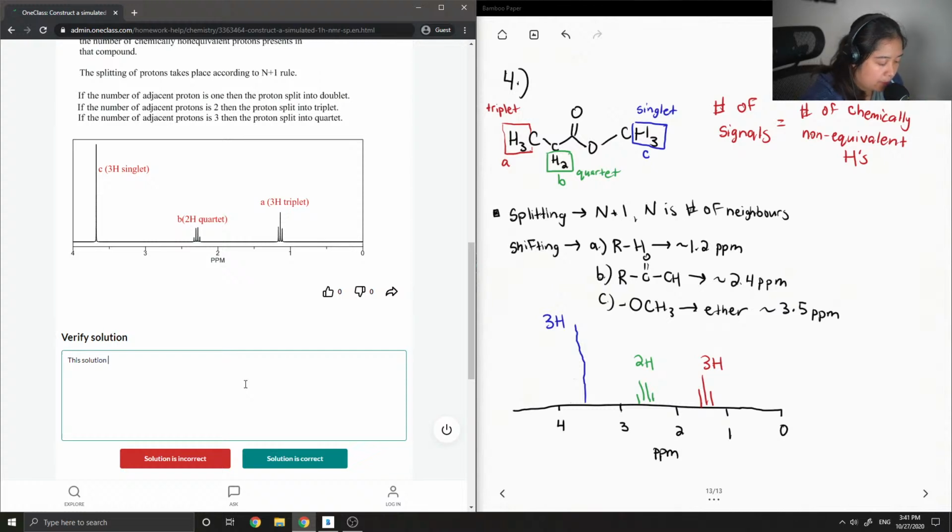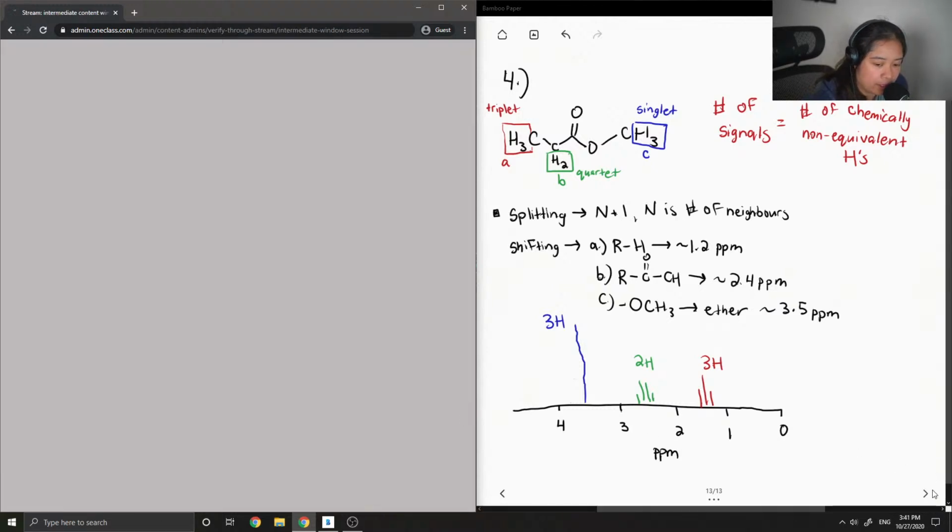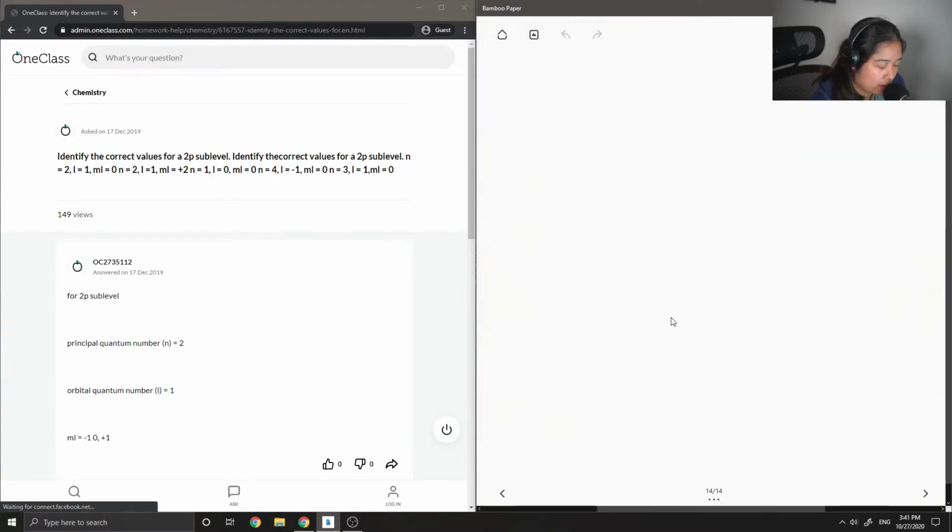So an H NMR spectra actually tells you a lot of things. It just takes some practice to analyze the different spectra. But they're really helpful when you don't know what your compound is. So let's move on to question number 5. Identify the correct values for a 2p sublevel. Oh, it's just the same thing, and then they just give us different options. So let me just write down these options so that it's easier to read.